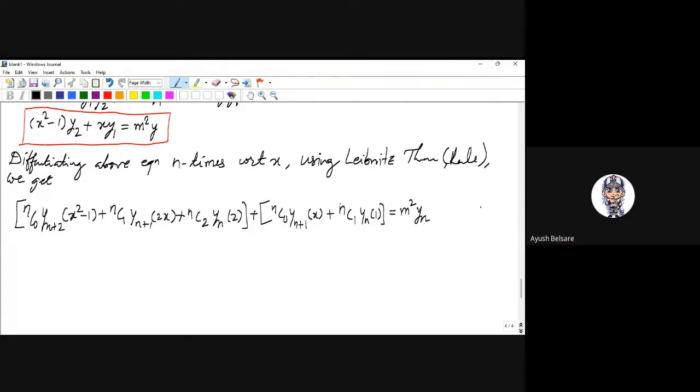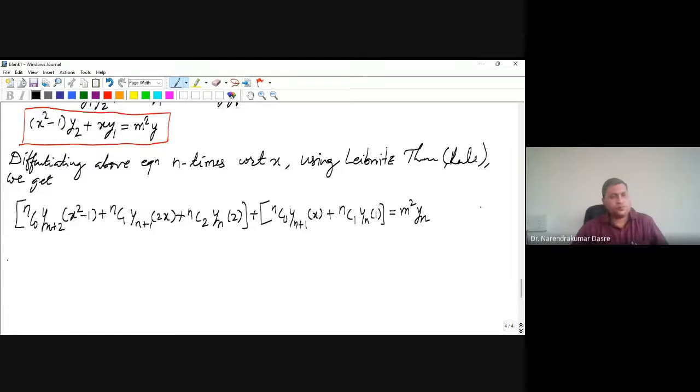Yes, sir. Okay. Now simplify. So this is x square minus 1, y n plus 2, plus this is 2nx, y n plus 1.